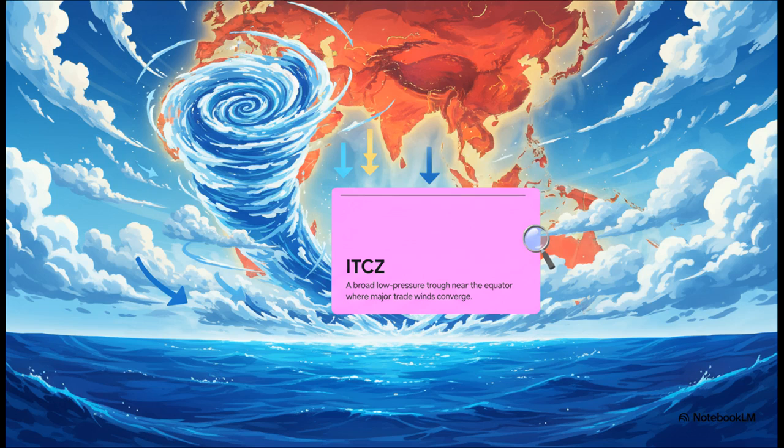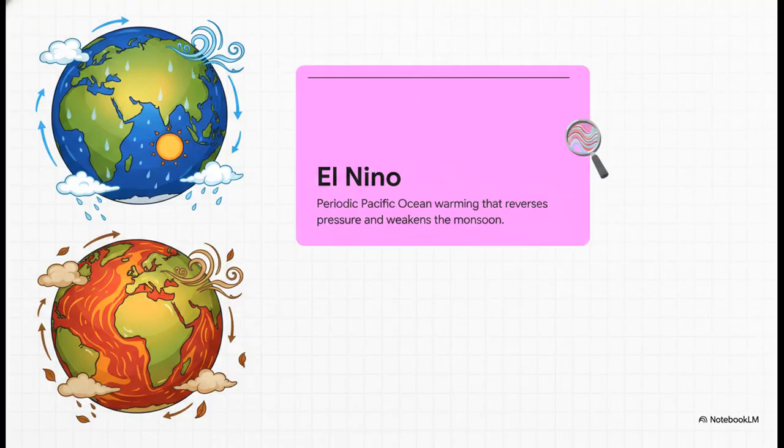Because land heats up way faster than water, during the intense Indian summer, a huge low-pressure zone forms over the interior of Asia and India. The ITCZ literally shifts northward away from the equator and rests right over the Ganga Plains. This intense low pressure acts exactly like a giant vacuum, sucking the moisture-heavy winds straight in from the high-pressure Indian Ocean. But nature isn't always perfectly predictable.